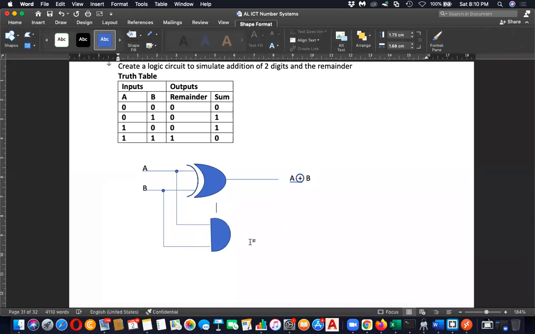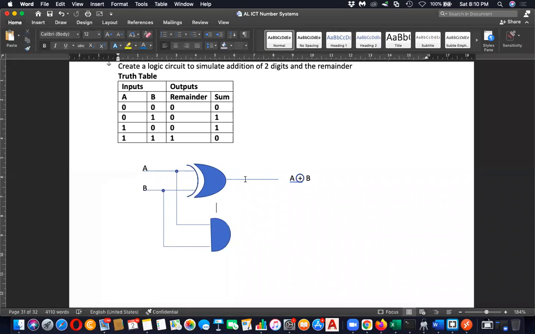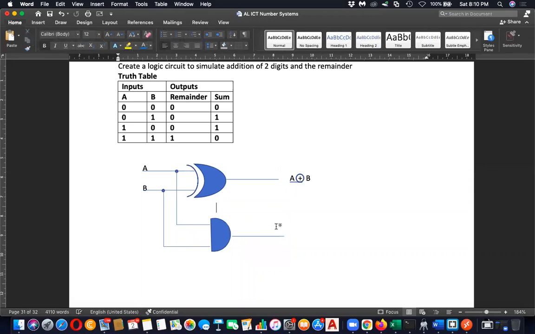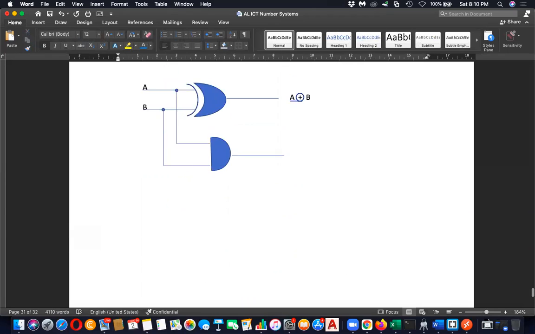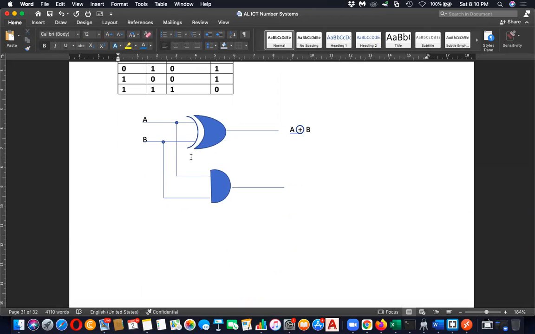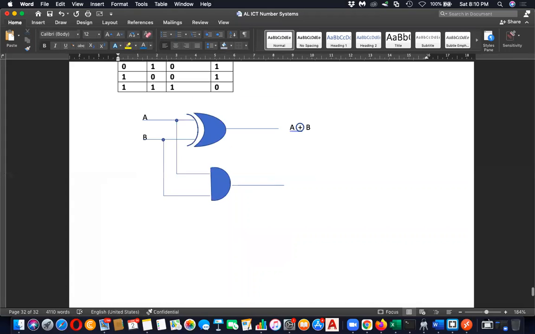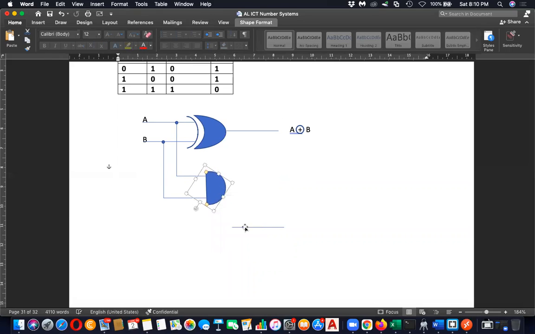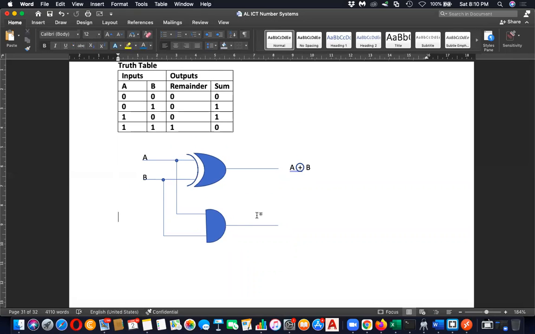So then you have the AND gate. Let's take the AND gate, and here the AND gate will give the remainder, and the sum will be given by the XOR gate. So this is the circuit. This is the remainder, and this is the sum.